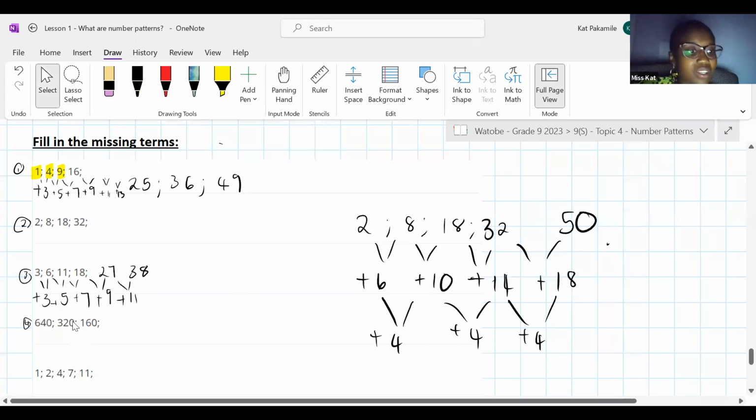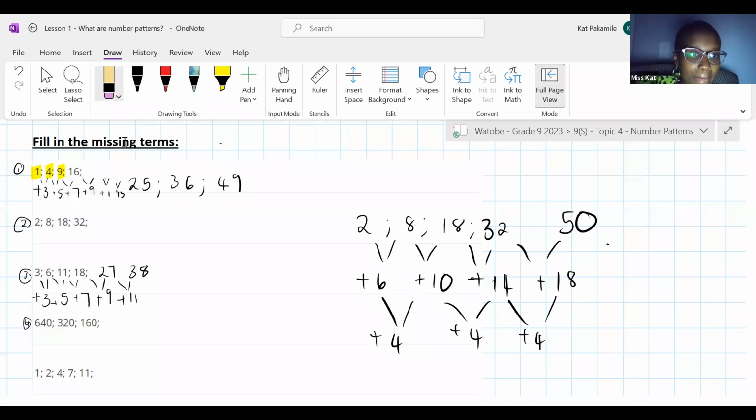What can we do? We can divide by 2. Here we go. So 640 divided by 2 gives you 320. So in this case, we are dividing. And if you divide by 2 again, you're going to get 160. So the next term is going to be how much? 80. Beautiful. And then after that, we divide by 2 again, and that's going to be 40. Do you see the pattern now?